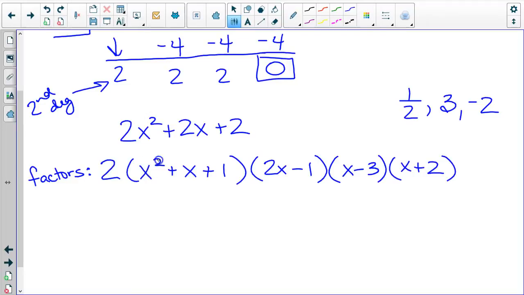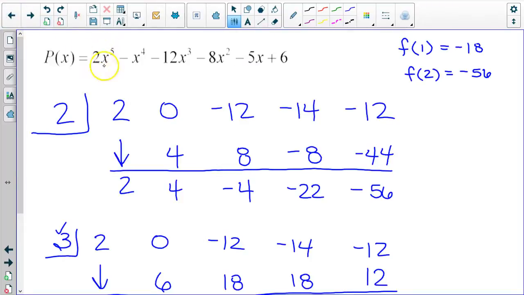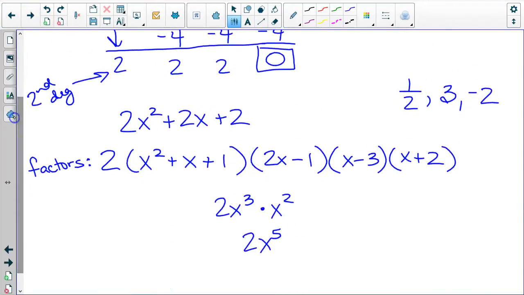Now, let me back up and look. I have 2 times quantity x squared plus x plus 1 times 2x minus 1 times x minus 3 times x plus 2. What's going to happen if I FOIL this all out? I would get x squared times 2x, which is 2x cubed, right? And then x times x, which is x squared. So this would give me 2x to the 5th. Isn't that what I need? So do I actually need that 2 in the front? I do not. You actually don't need that 2 in the front because that factor is being taken care of right here, okay? Do you understand why?